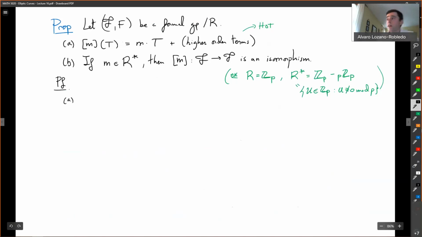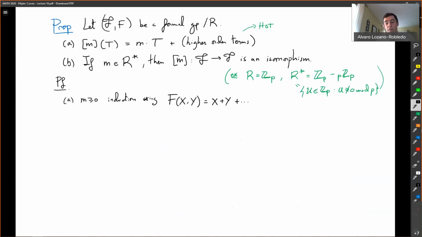For A, you can just do it by induction. So for m bigger or equal to 0, you can use induction using the fact that f of x, y is just x plus y plus higher terms. So definitely f of x, x, which would be multiplication by 2, that's 2x. And then if you keep going in the induction, you can easily show that this is the case for any multiplication by m map.